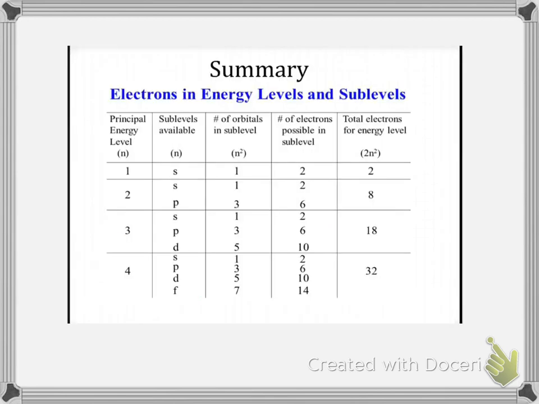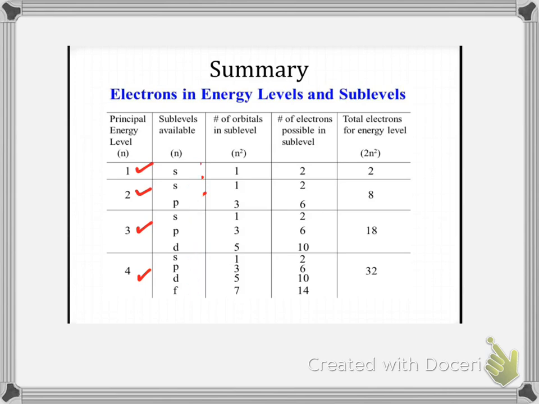So, in the first energy level, you see here where it says principal energy level. In the first energy level, we have a very small space. So the only sublevel available in the first level is S. The second energy level is bigger. It has S and it has P. The third energy level is even bigger, so it has S and P and D. And the fourth level has S, P, D, F.